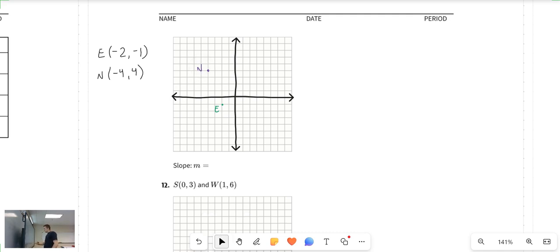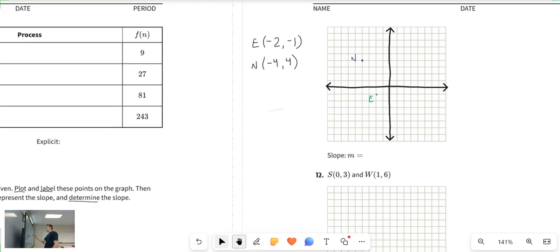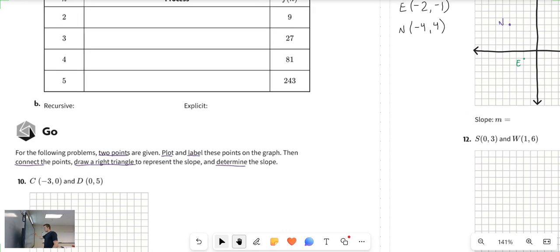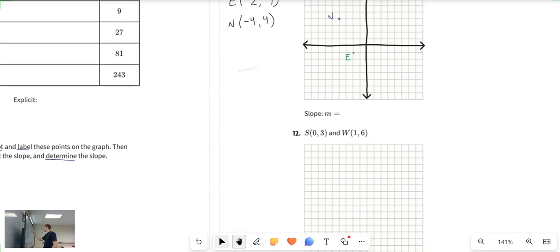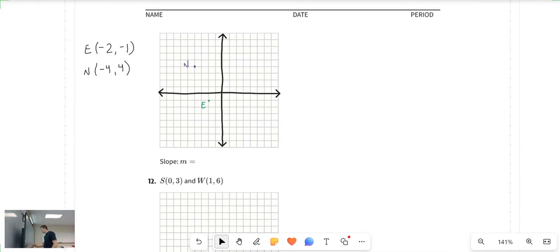All right, so that was the first step, to plot and label the points. Then connect the points and draw a right triangle for the slope. All right, so now we're drawing a right triangle. We'll do this in purple, that's going to be fine. So let's see if we can do a right triangle down. Oh, that's not very good. Let's try that one again. All right, one more try. Here we go. That one was better. Yeah, it went a little far, but that's okay. So we make it a right triangle.